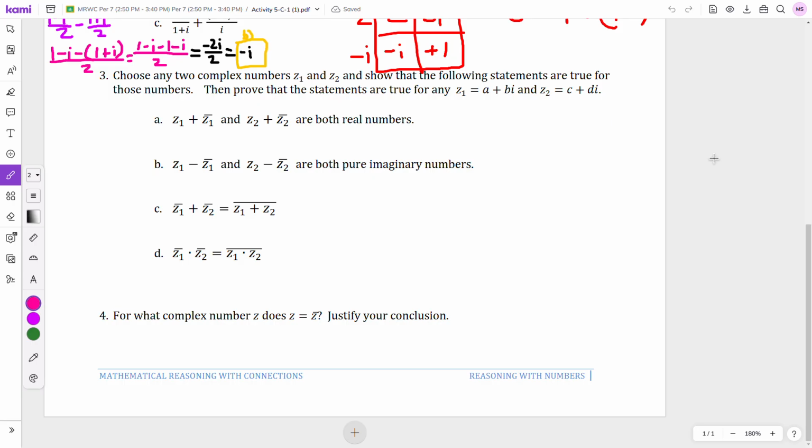Number 3 says, choose any 2 complex numbers, z sub 1 and z sub 2, and show that the following statements are true for those numbers. Then, prove that the statements are true for any z sub 1 equals a plus bi and z sub 2 equals c plus di. Wow. Why don't you make it any easier? Come on. Alright, well, let's look at this.